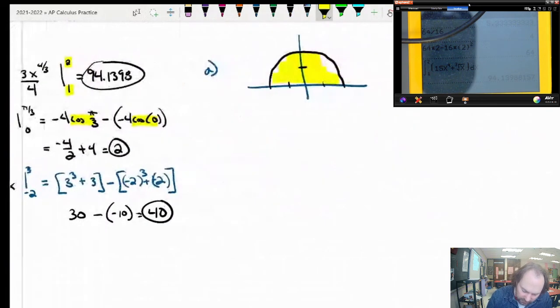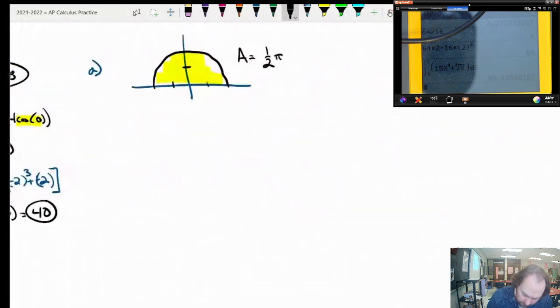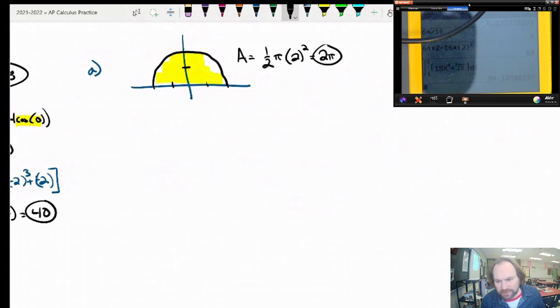The graph looks like this. So the area ends up being half of a circle with a radius of 2. And the 2 and the 1/2 cancel out, so it ends up just being 2 pi. And that's the area there. So that one's pretty easy to do without a calculator. If you did it on a calculator, you get 6.28, which is double pi anyway.